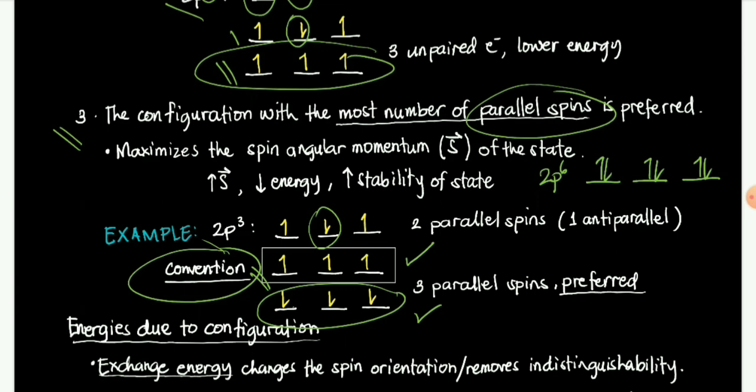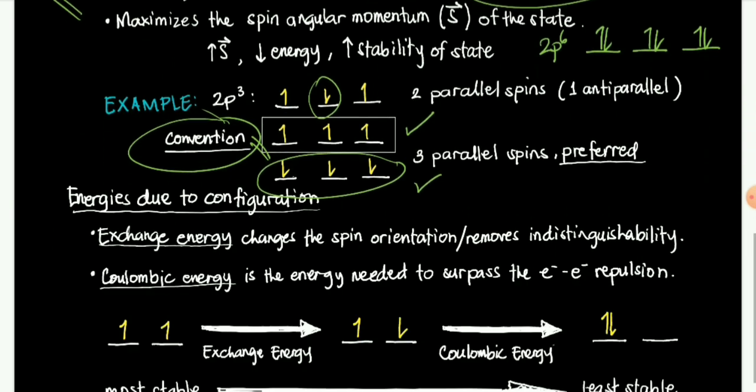Okay? So, regardless of the subshell, ganyan dapat yung gagawin natin. So, singly filled muna sila. So, isa-isa muna, tagi-isa mo ng parallel spins and then ilalagay mo yung kanilang antiparallel spins kapag napuno na natin yung subshell or kapag may tagi-isa na siyang electrons. Okay? So, what is the reason for this? So, we have energies due to configuration. Okay? So, for the energies, we have two types. We have exchange energy and Coulombic energy.